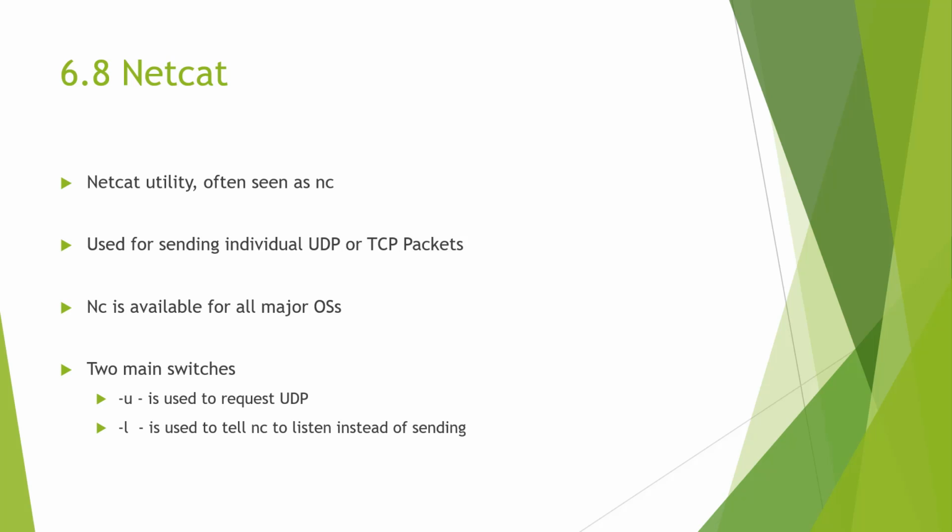-u is used when we are requesting a UDP port. -l will basically tell Netcat to listen instead of sending. So if you want to see if you're able to receive something on a specific port, you can do nc -l and then the port number. If you're expecting a UDP response, it would be nc -l -u and the port number.